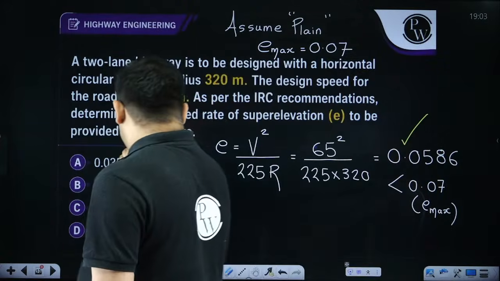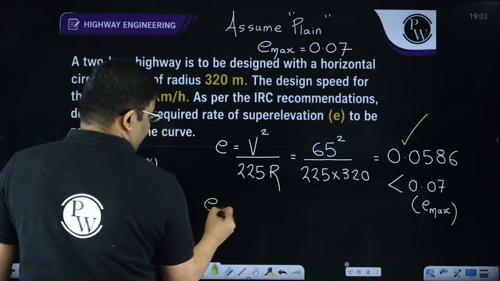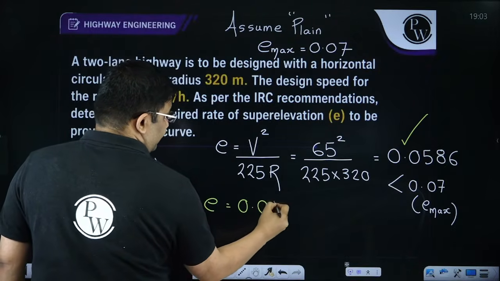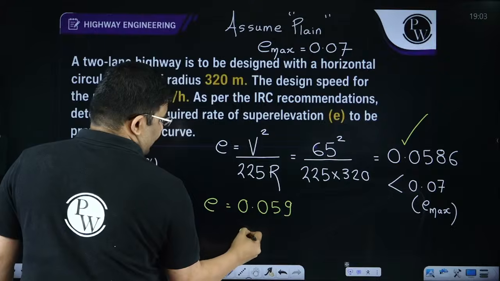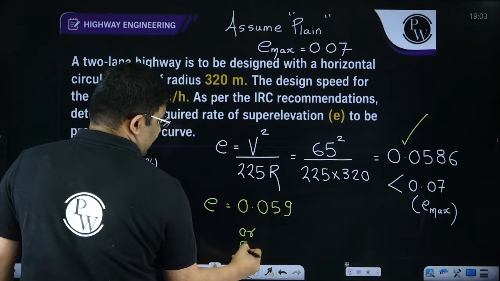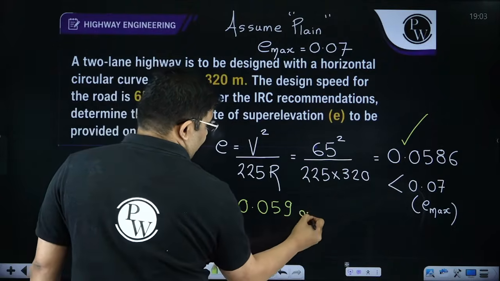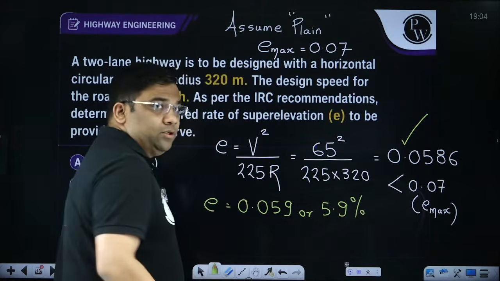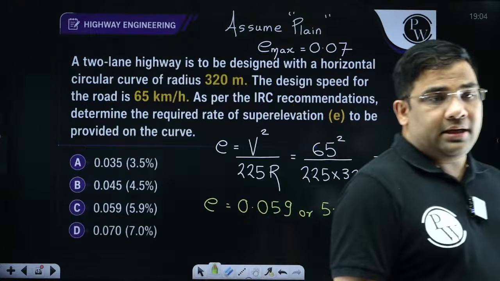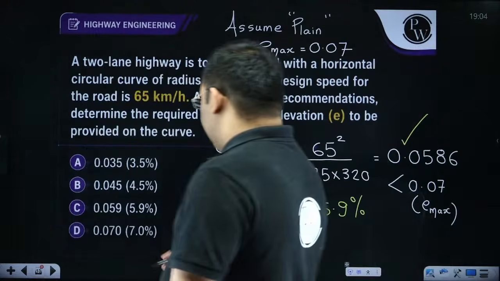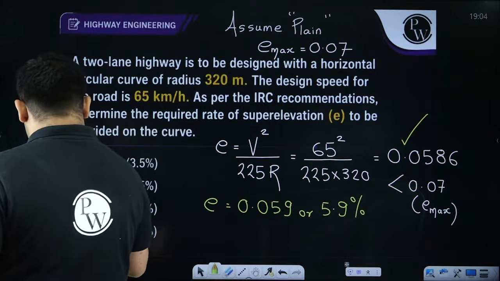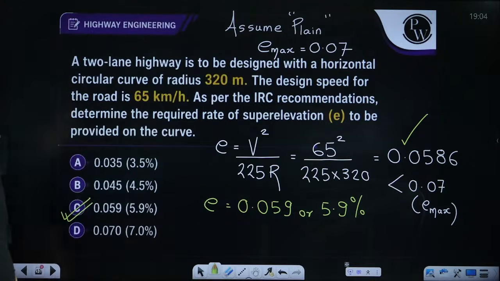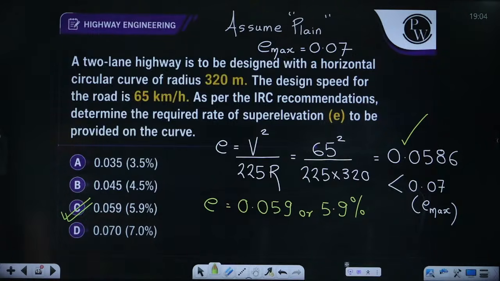So if we round, it will become 0.059, or in percentage, I will multiply this by 100. So this will become 5.9 percent. So the right answer is option C here. Very straightforward question. Let us solve another question.